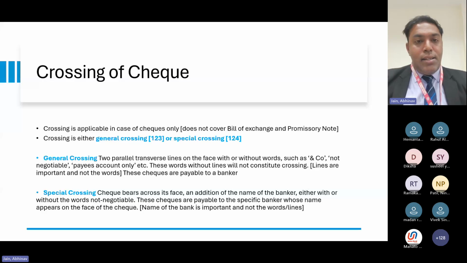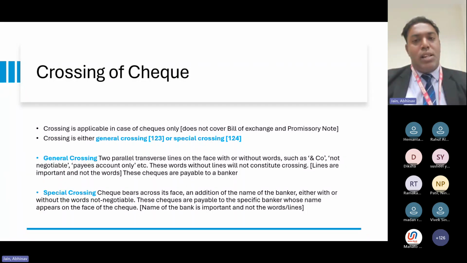General crossing is defined by two parallel transverse lines on the face of the check, without or with words such as "and company", "not negotiable", "account payee", etc. If there are two lines drawn on the face of the check and the name of a bank is written on it, it is called special crossing. I'll give you an example. Suppose a check is given to you. On that, two parallel transverse lines are drawn, and "and company" or "account payee" or something like that is written, it is called general crossing.